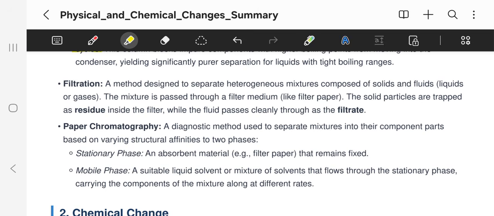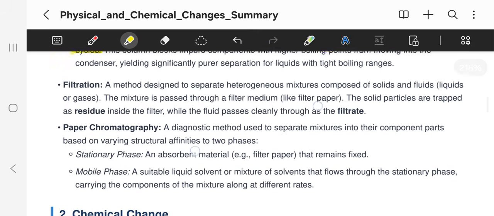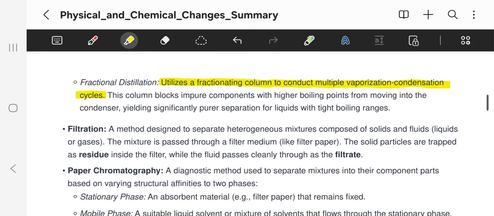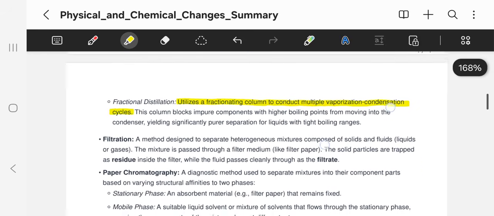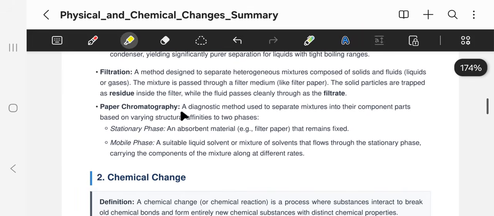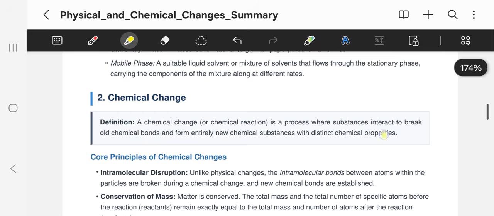Okay, that's what mobile phase is. And here, guys, I just want you to mainly know the different separation methods, or the recovery methods, separation or recovery methods. I want you to know that we have, and these are under physical change, evaporation, distillation, filtration, and paper chromatography. Just know those ones. The other things are there for you to know, but the main things are those different separation methods. Okay, we are done with our physical change. Now we move on to the chemical change.